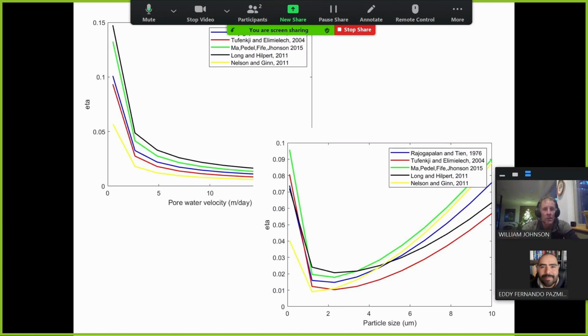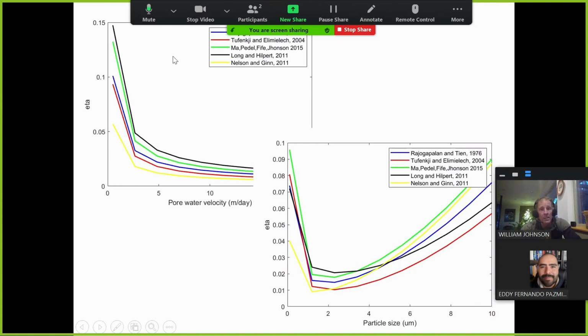Correlation equations are heuristic equations that come from trajectory simulations. All of these authors performed trajectory simulations in either a Happel sphere cell or, in the case of Long and Hilpert, in randomly packed porous media, so larger. But because numerical simulation takes a while to set up and is not accessible to everybody, they exported those results as heuristics. So the correlation equations are not empirical; they are heuristic descriptions of numerical mechanistic simulations.